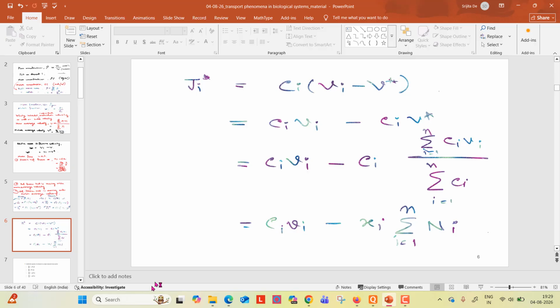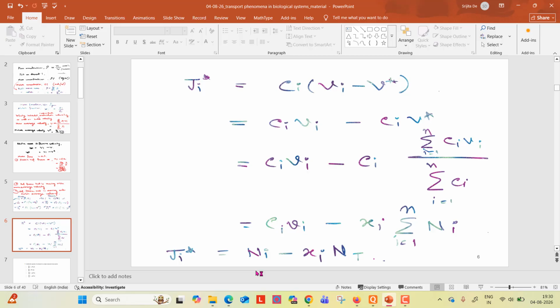So we can write it like this: Xi summation of Ni, right? So totally it can be written as Ji star equals Ci Vi, which is the molar flux Ni, minus Xi, and the summation of all the molar flux in a system means the total molar flux of the system, so it is Nt, right? I hope you are understanding it now, right?